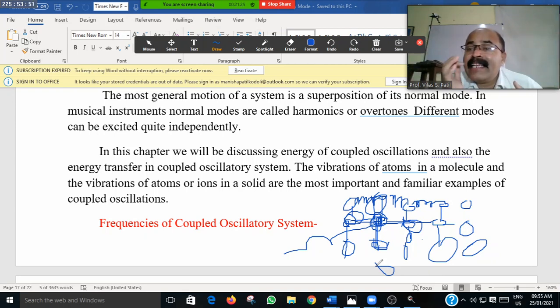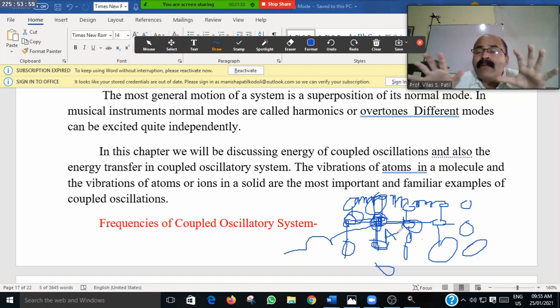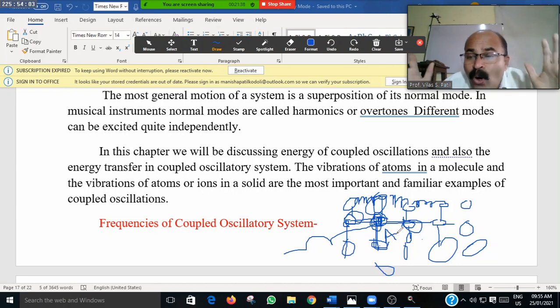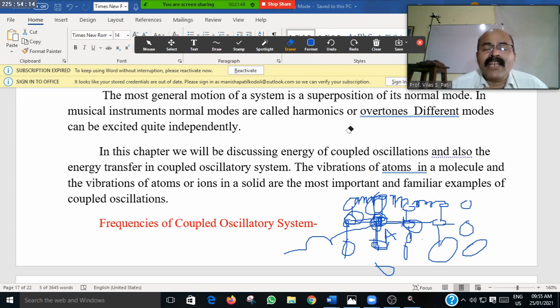Means that energy of the respective atom, it will be transferred to the other neighboring atom through the elastic spring, and whole system will be oscillating about the main position, and that will be known as a coupled oscillator. That will be known as a coupled oscillator, and this is the coupled oscillation.